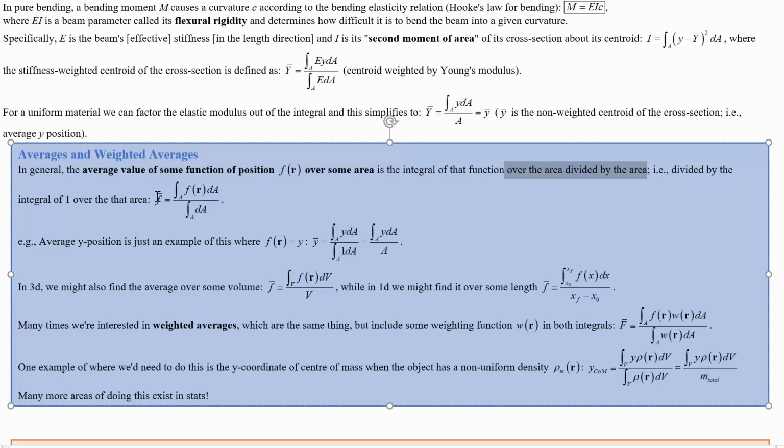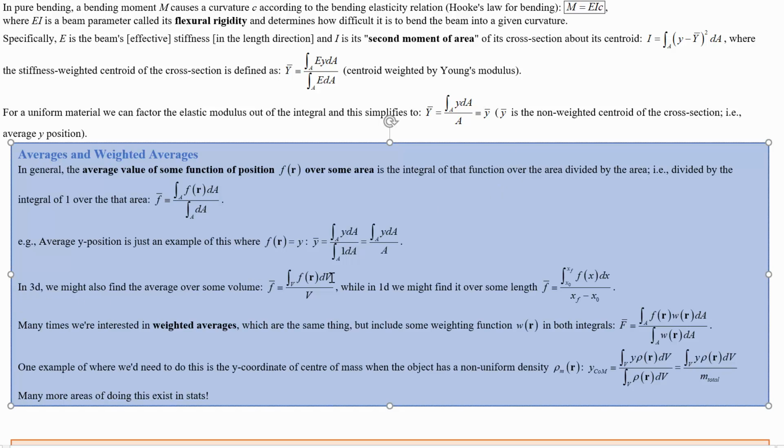And this is not a function of position because you've gotten rid of the position dependence by doing this averaging, right? So the average y position, for example, would be when the function is just equal to y. That's a function of position, right? It just says whatever the y coordinate is, that's what I'm going to return. It's kind of a simple function, but it still works. You can substitute that into this formula and see, aha, that's the y bar. So this is the average position.